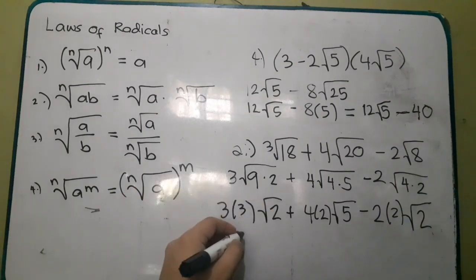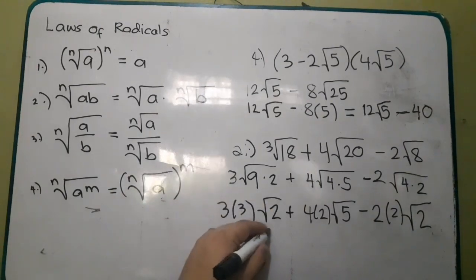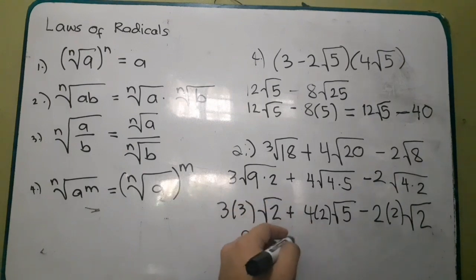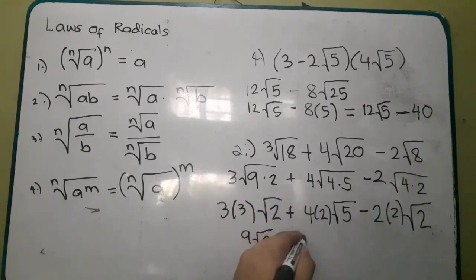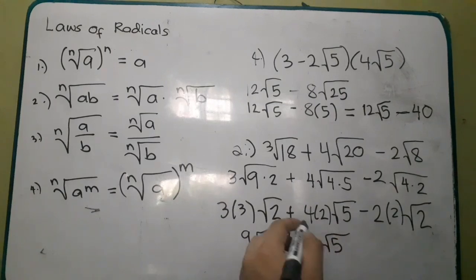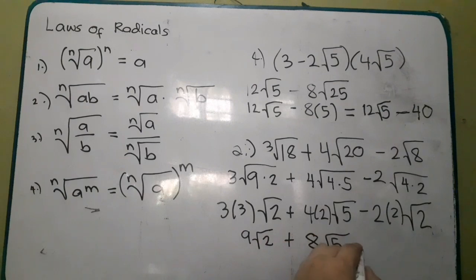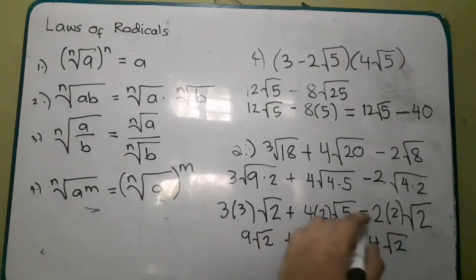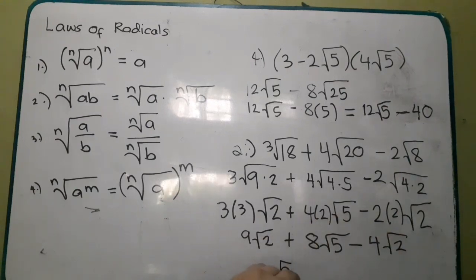So, we multiply. 3 times 3, 9 square root of 2. Plus 16 square root of 5. Wait, 8 square root of 5 minus 4 square root of 2. Then we can still simplify. 9 minus 4 is 5 square root of 2. Plus 8 square root of 5.